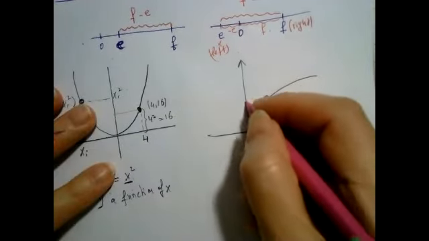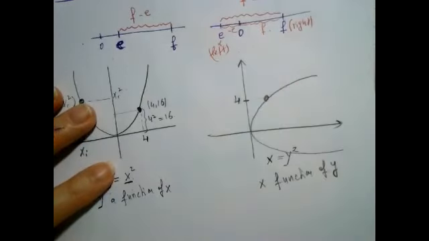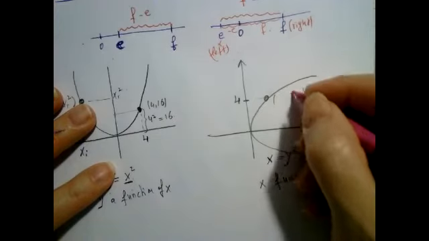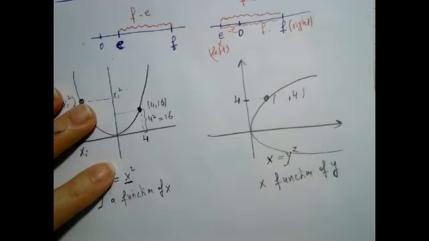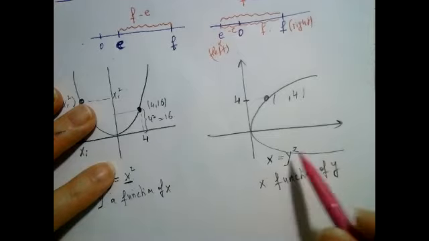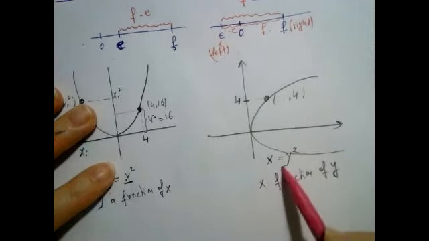So if I take a point here, let me call it 4 this time. So if 4 is the y coordinate, what's the x coordinate? Quickly. What's the x coordinate of this point? 16. Is he correct? 16. Why 16? Because x is y squared.